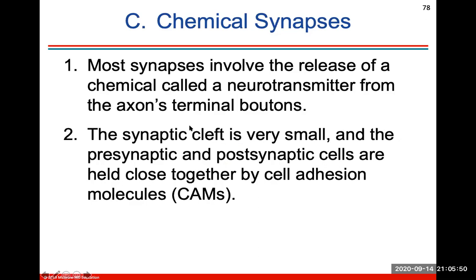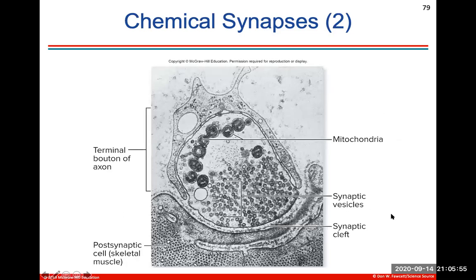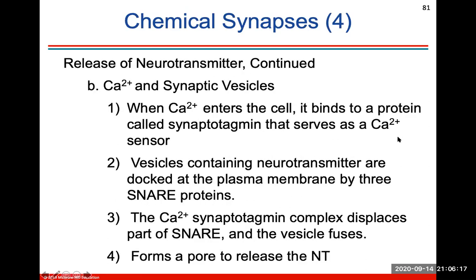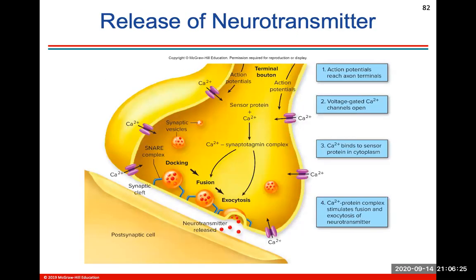The synaptic cleft is small, and the cells are held together closely by cell adhesion molecules. This is a really cool picture to look at: the synaptic cleft, the synaptic vesicles, and how they're held together in the chemical synapses. The neurotransmitter is enclosed in a synaptic vesicle, and it will be released following these steps. When calcium enters the cell, it binds to a protein. Basically, the calcium will help the vesicle to be released.